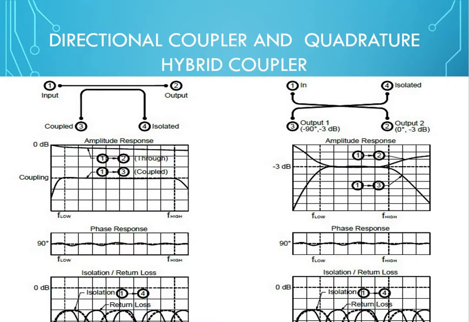Now coming on to a comparison between a directional coupler and a quadrature hybrid coupler. Both are 4-port network components. The amplitude response, the phase response, and the isolation of both the components are different in their own aspects. But when comparing, a directional coupler gives you better performance characteristics compared to a hybrid coupler.